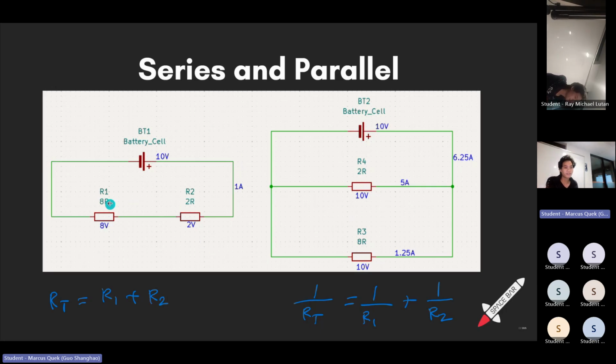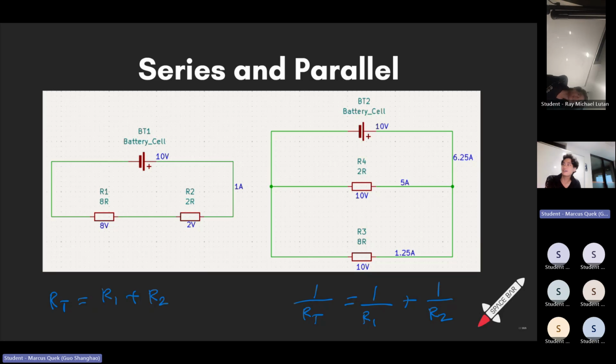So I have an 8 ohm resistor here and a 2 ohm resistor here. R1 and R2 are just the names of the resistors, don't care about it. The resistance of components in series will just add up. So I have total resistance being 8 plus 2, which is 10 ohms.